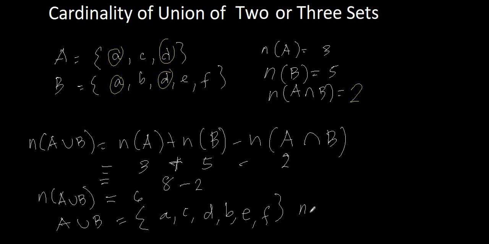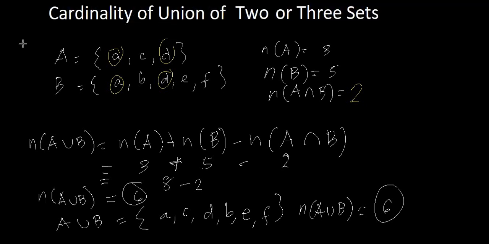And let's determine the cardinality of A union B by simply counting. We have 1, 2, 3, 4, 5, 6. Okay, so we get it correctly. Okay, let's try finding the cardinality of union of three sets without a Venn diagram.